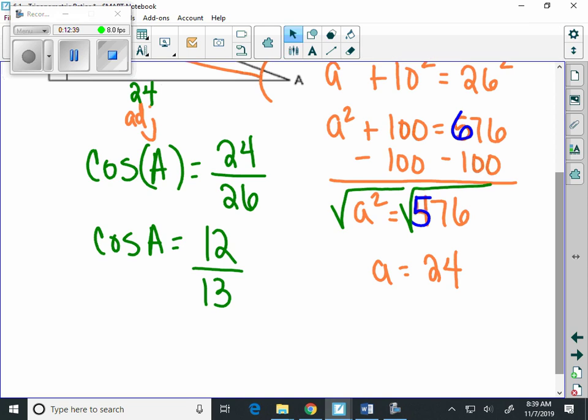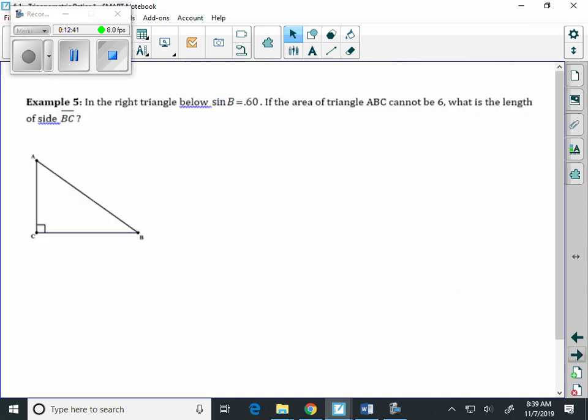And lastly, an OST question. Probably going to show up. I need to study the OST a little bit more to see how much trigonometry is on there. But it says, in the right triangle below, sine of B is 0.60. And if the area of the triangle cannot be 6, what is the length of side BC? Well, there's a couple ways to do this.